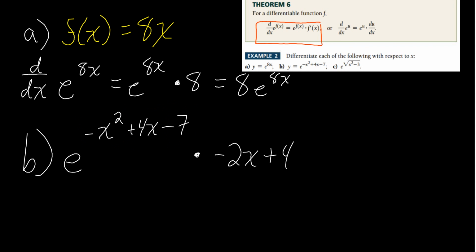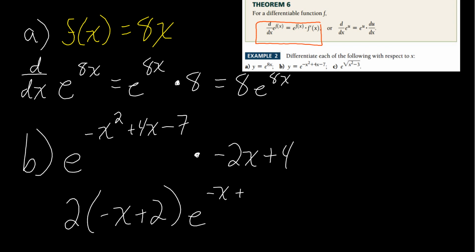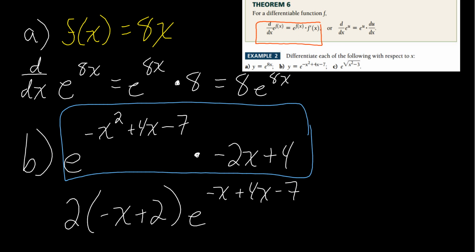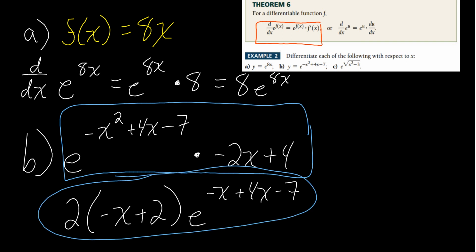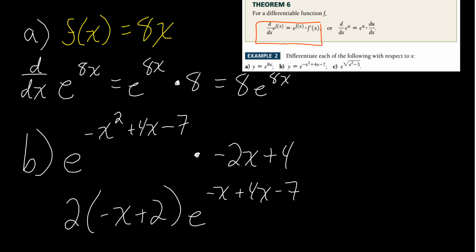Honestly, it's not too bad, but when I multiply this, it looks like I can go ahead and factor a 2 out. So it's going to be 2. I factor a 2 out. I have negative x plus 2 times e to the negative x plus 4x minus 7. All I did here was take this line and make it nice and pretty, putting the 2 times negative x plus 2 in front of the e. So that's it. Again, super easy, I think.